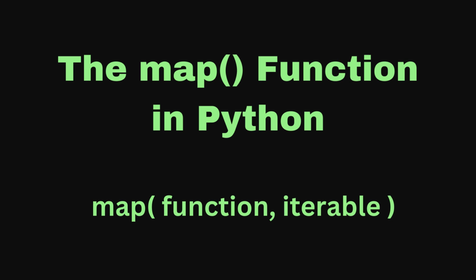In this video, I'll show you how to use the map function in Python. The map function applies a specified function to every item in an iterable, such as a list, and then returns an iterator. This is particularly useful for transforming data. The function takes in two arguments. The first is the function you want to apply, and the second is the iterable you want to transform.